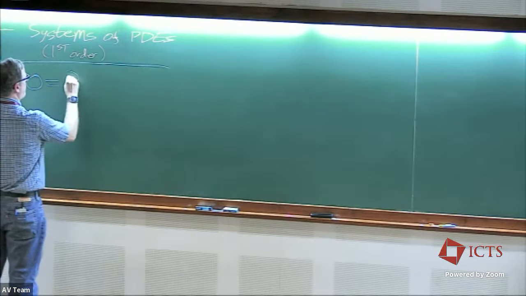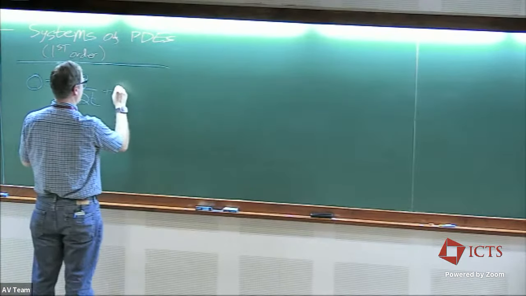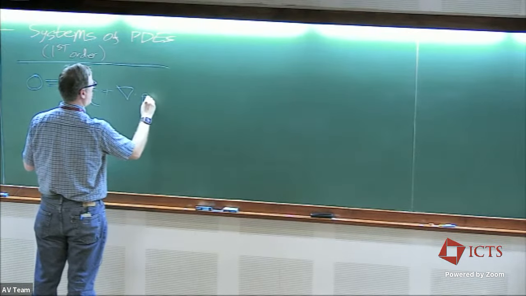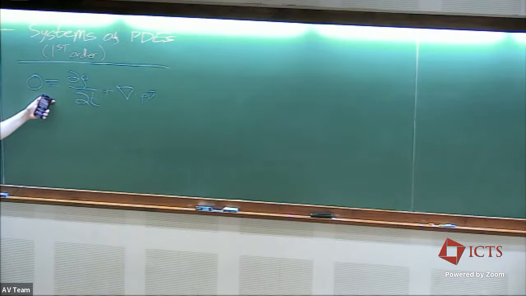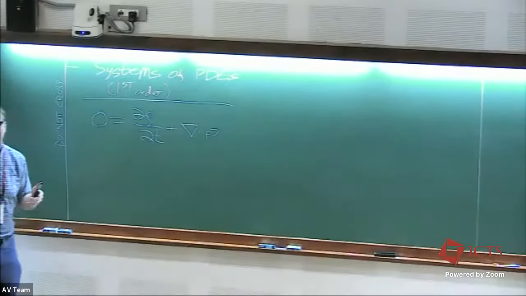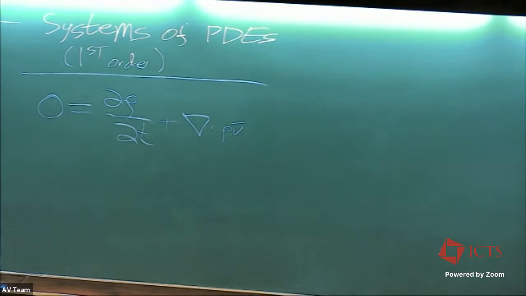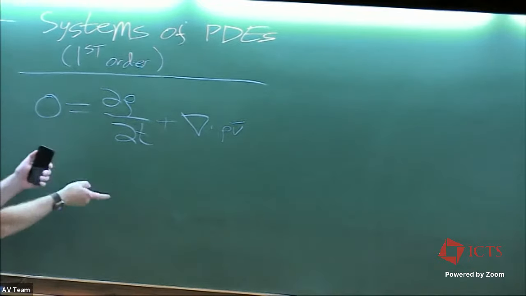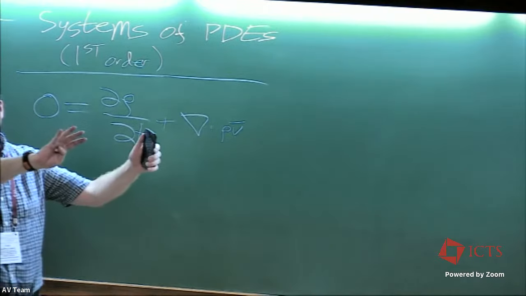Zero is partial rho, partial t, plus del dot, let's say, rho v. Have any of you seen an equation like this before? Do any of you recognize it? Continuity equation, exactly so. And what does the continuity equation mean? Conservation, exactly. I'm not going to take the time to write out the math, but if you integrate both sides over some volume, this is going to say the change in mass inside that volume is just equal to the flux going in and out of the boundary.